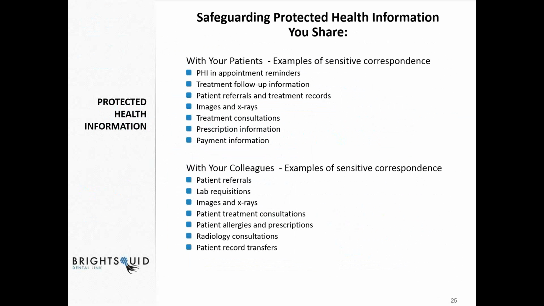Similar things with your colleagues. Examples of sensitive correspondence there are patient referrals, lab requisitions, images and x-rays, patient treatment consultation. So we've got a number of cases where there's a radiologist involved, there's an implant surgeon involved, and the GP's involved, and of course the lab's involved. Well, there's no better way to share that information securely than a product like Secure Mail.